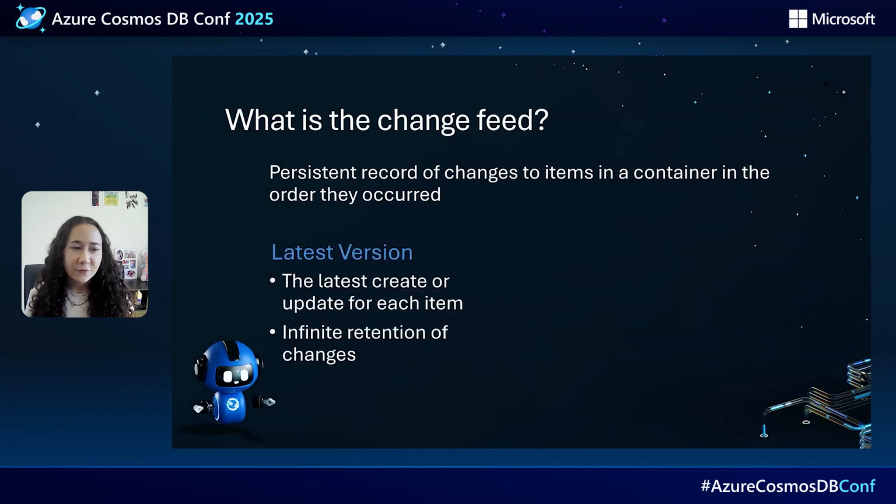The change feed offers different features depending on the mode that you read it in. One mode is latest version. In this mode, you can read the latest create or update for each item in your container. This mode has infinite retention, meaning you can read changes all the way from the beginning of your container.